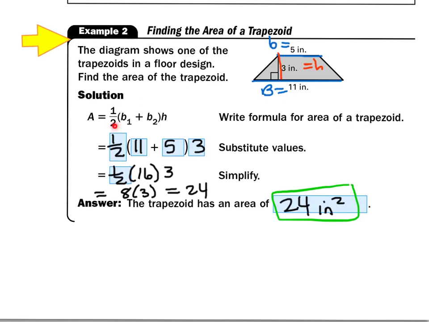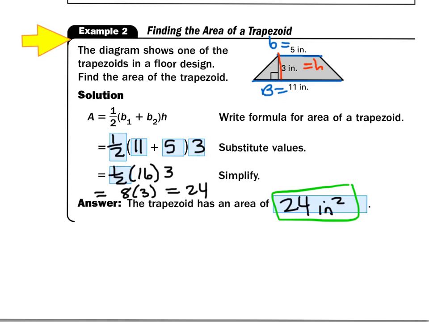And then I use the formula. Area equals the average of the bases times the height. So I put 1/2 times, and then in parentheses I add the bases, 11 plus 5, times the height, which is 3. So then do what's in parentheses first. 11 plus 5 is 16. Well, 1/2 of 16 is easy to do in my head. That's 8.